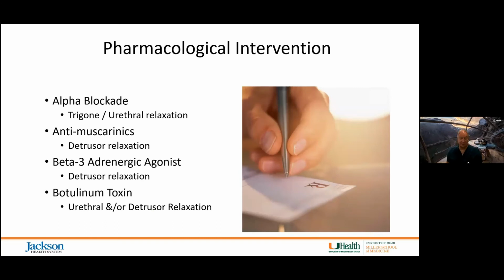So pharmacologically, what can we do? Alpha blockades for urethral relaxation and relaxation of the trigon of the bladder, antimuscarinics for detrusor relaxation, I'll talk a little bit about the new beta-3 adrenergic agonists that also contribute to bladder relaxation, and then Botox.